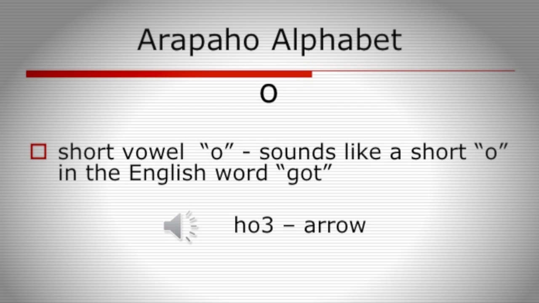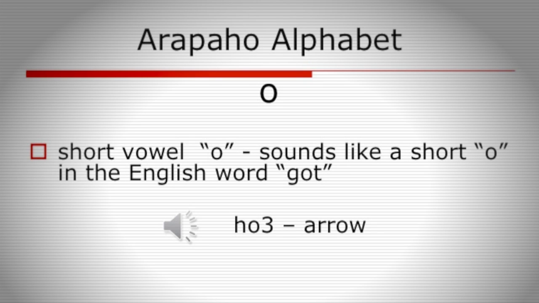Thea. Tach. Short vowel O sounds like an A in the English words got, caught, hot. This word means arrow. Remember the three sound? Hoth. Arrow.